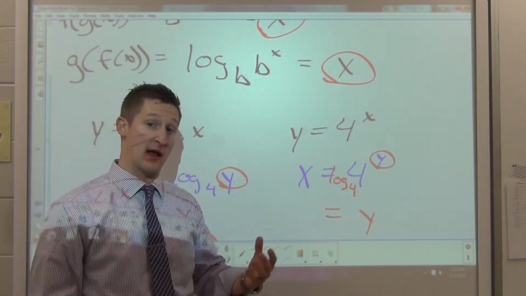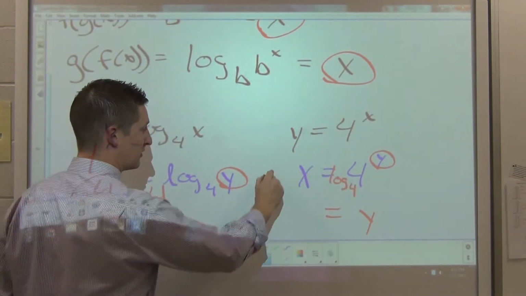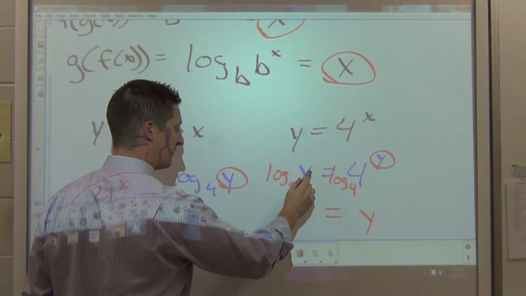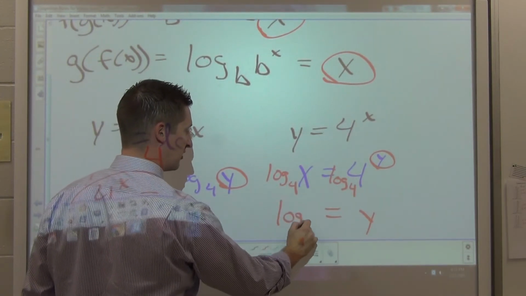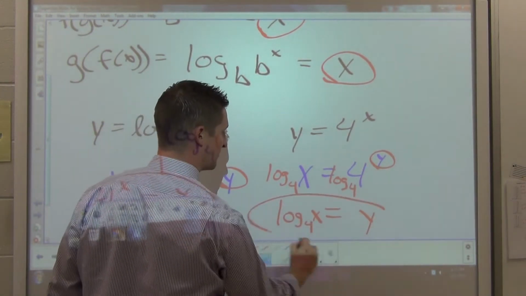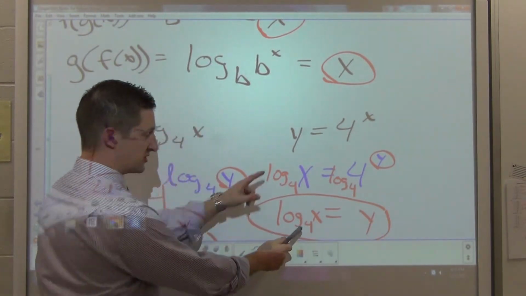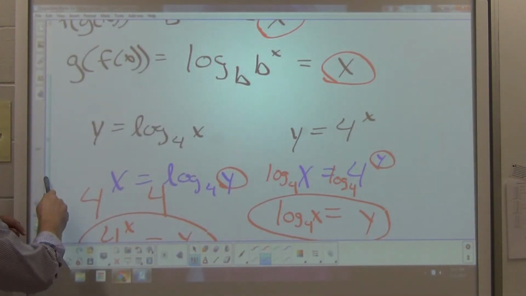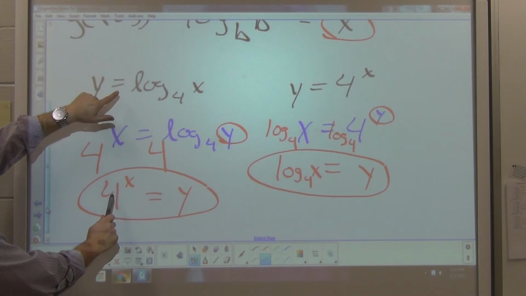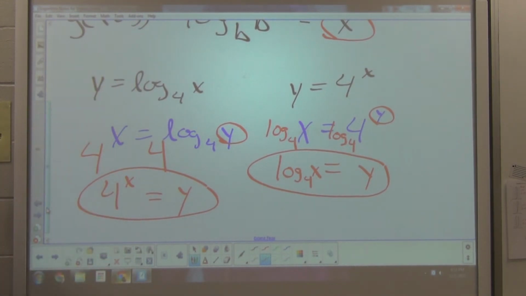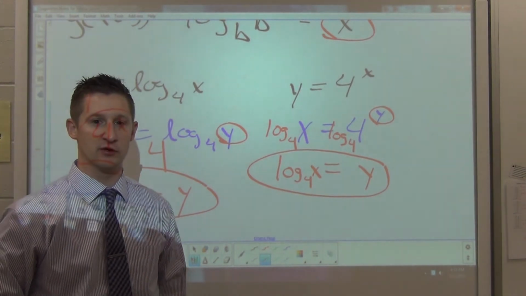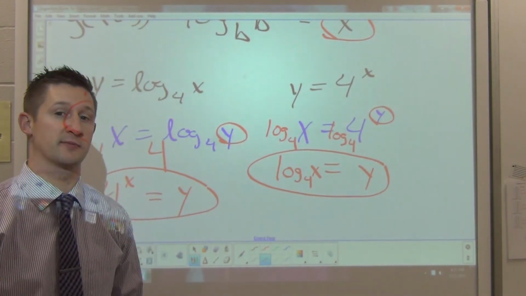Now, if I perform an operation on one side, I need to do the same to the other. So I take the log base 4 of x, and I end up with the log base 4 of x is equal to y. There's my inverse. These two things being inverse, that's the same as I did over here. Log base 4 of x and 4 to the x power are the inverses of each other as well. So just a couple of different ways to think about finding the inverse of a logarithmic or an exponential function.